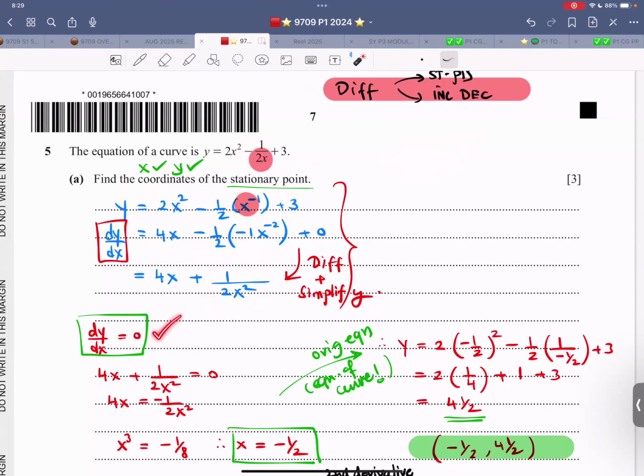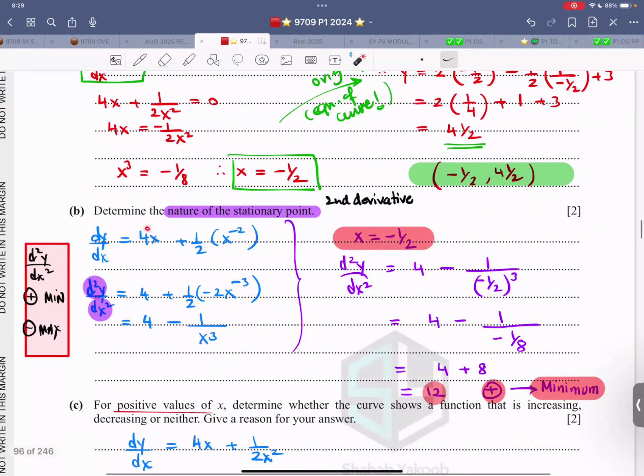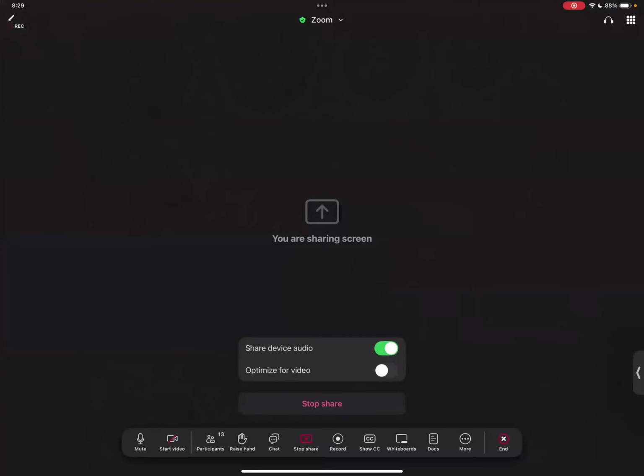Stationary point, dy by dx is 0. Cube root of a negative number exists. Plug into the original equation. That's the equation of the curve. You find the y coordinate. And this is what we get. Determine the nature: you differentiate again, and then you plug in x equals negative half. This comes out to be positive. It's a minimum. I'll just pause for Azan.